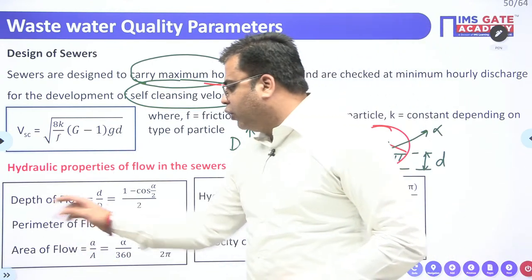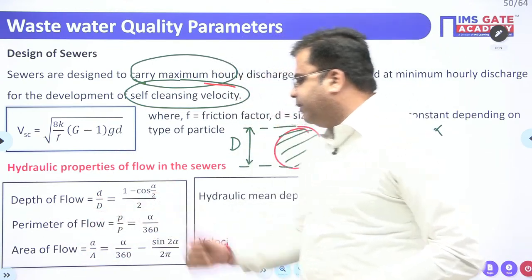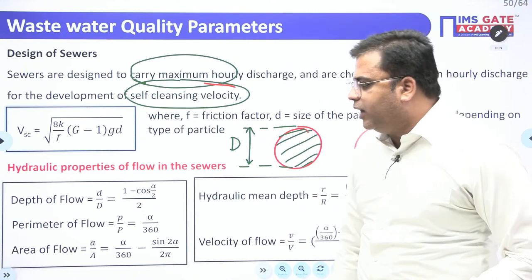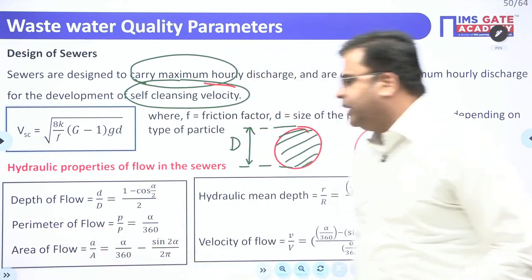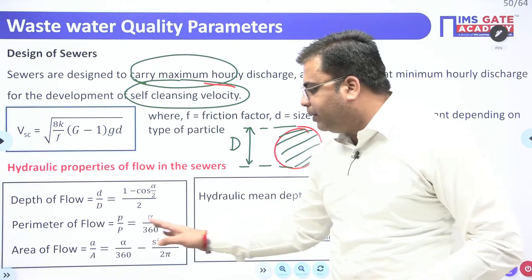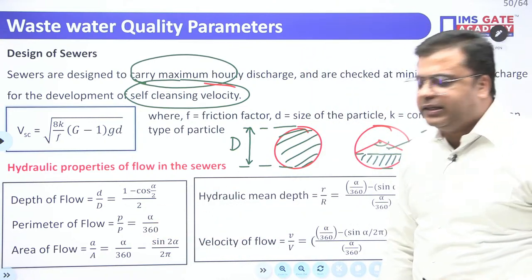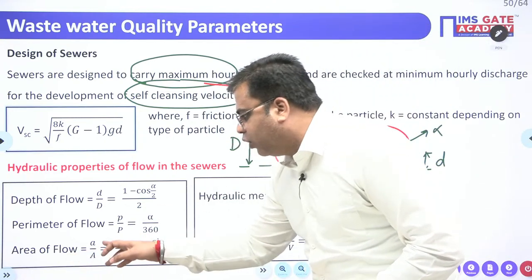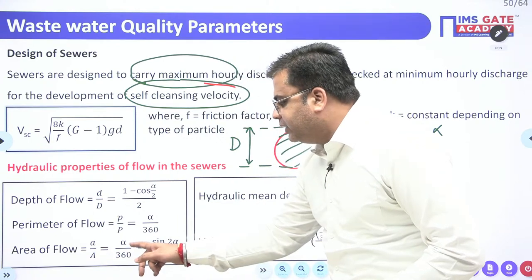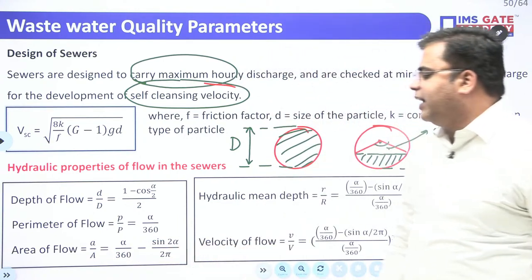So depth of flow, small d by capital D, we get as (1 minus cos alpha by 2) divided by 2. Next is the perimeter of flow, that is small p by capital P, which is equal to alpha by 360. Next is the area of flow, that is small a by capital A, which is equal to alpha by 360 minus sine alpha by 2 pi.